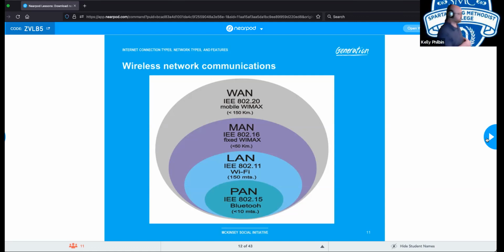So our wireless standards, then we have the PAN, which is our Bluetooth, 802.15. And that's good up to about 10 meters, generally. Although the newest version of Bluetooth can exceed that for certain ranges and even do power transmission wirelessly.